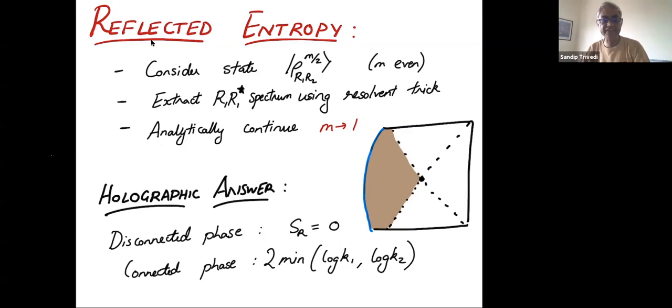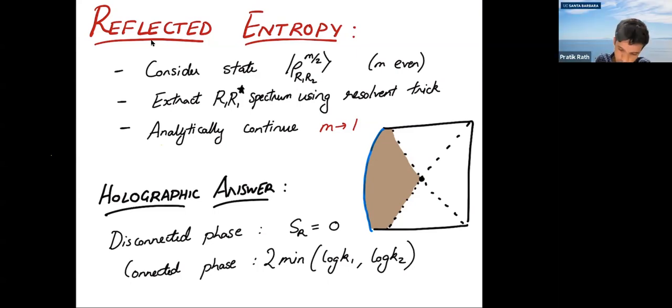Okay, and then you go to the connected phase, and there, of course, rho AB is a mixed state. It has some entanglement, and then you do the same thing. Go ahead, and now you're going to give us the description of the reflected entropy in this case.